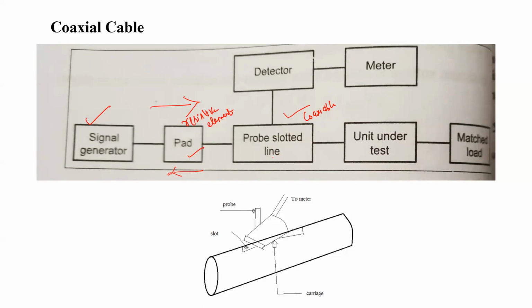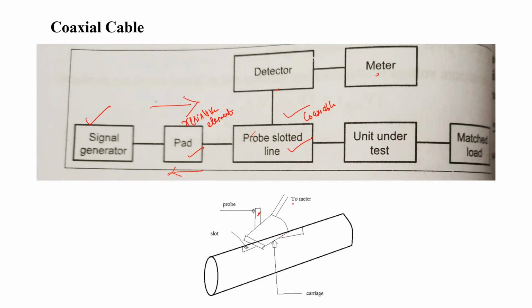Now, there will be a slot in the coaxial cable, which is under test. And through the slot, we can freely move a probe. A probe is inserted, and this probe can be moved freely through the entire slot. The other end of the probe will be connected to a detector, which is again connected to a voltmeter. And this slotted coaxial line is described here in this picture again. There is a slot present in the coaxial cable. Through the slot, we can freely move a probe. This probe is connected to the voltmeter.